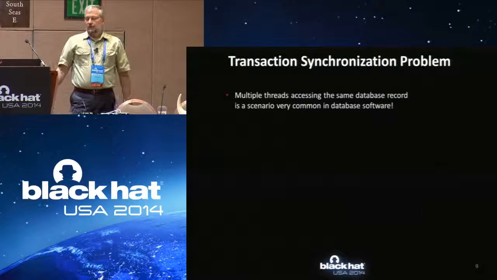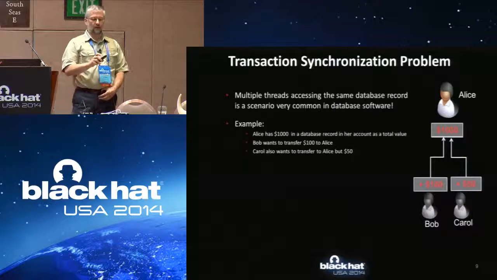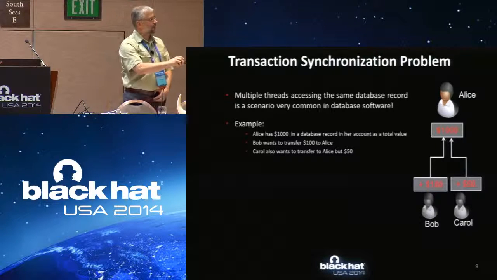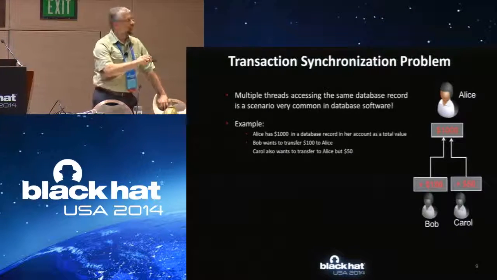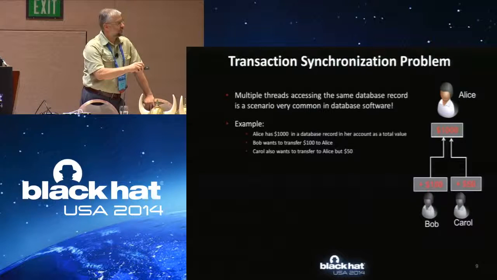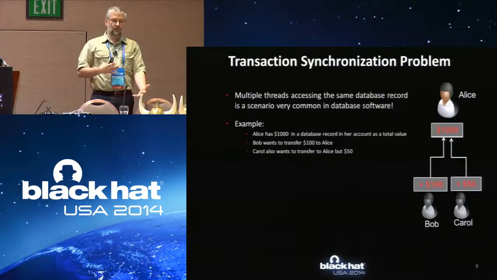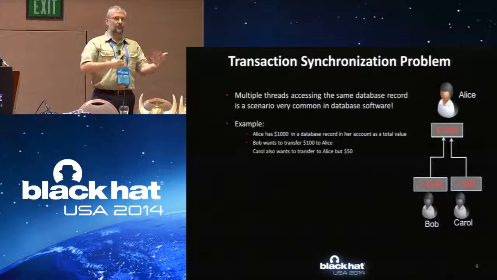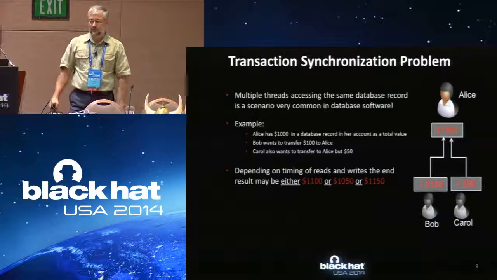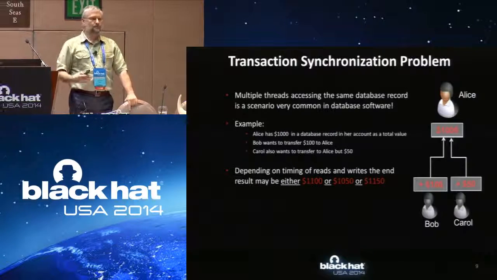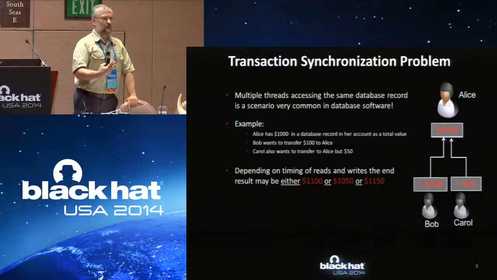In databases, this scenario is happening very, very often. In this example, we have one user, Alice, and she has $1,000 in her account, and two database threads want to add one $100 and another $50 to the same account. Depending on when they read the original amount, increase it and write it back, depending on the order of these events, you may actually end up having very different outcomes of that operation. And in total, you would potentially have 3 outcomes. Only one of those is correct.